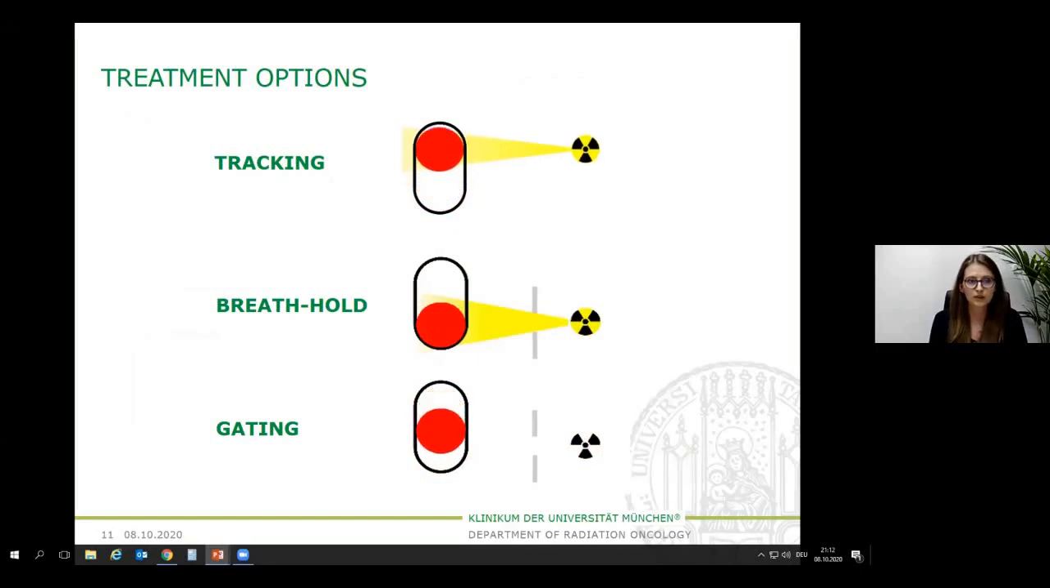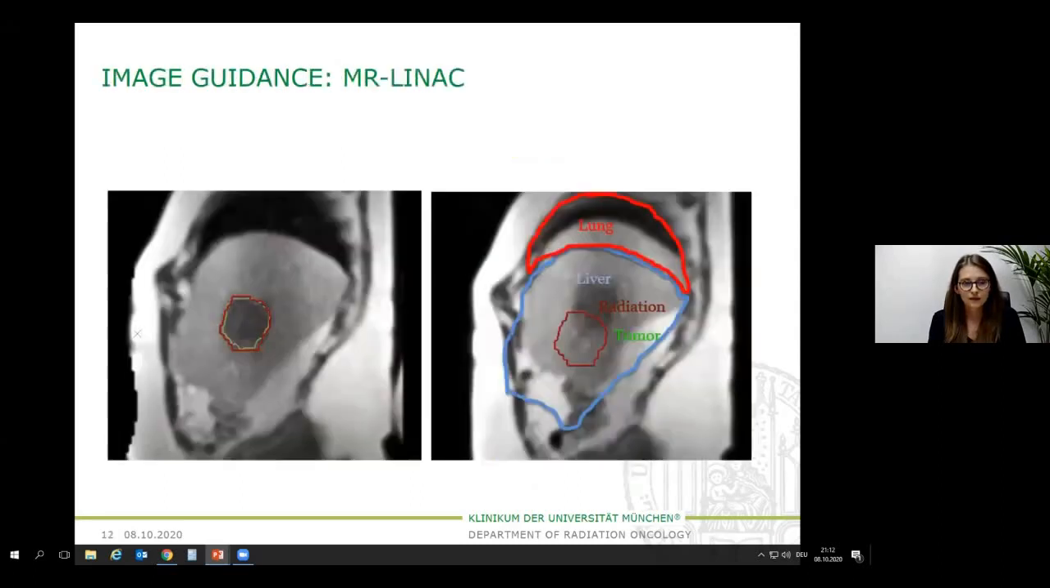We have different treatment options in general in radiation oncology. You can do tracking, or you can do gating or breath hold, only as some examples. But if you're not between the lucky ones who get an MR-Linac, where you have really the ability to see the tumor while you're treating it, as you can see in the image, there you can really see the liver lesion really clearly, and if the patient breathes, you see the movement, and you can see it online.